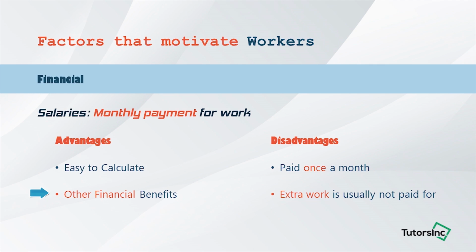Moreover, workers are given other financial benefits on top of salaries as well, which we'll be discussing in just a minute. As for the disadvantages, the workers get paid only once a month, unlike wages which are paid regularly. Another major problem is that extra work is usually not paid for in the case of white-collar employees. However, it's not a rule written in stone. It can vary from company to company.